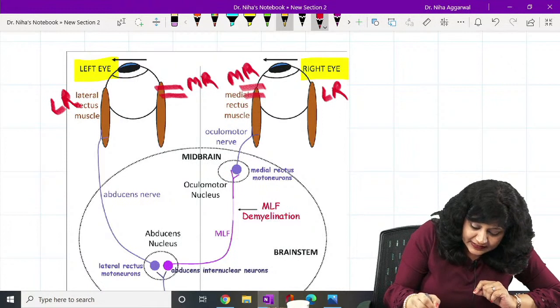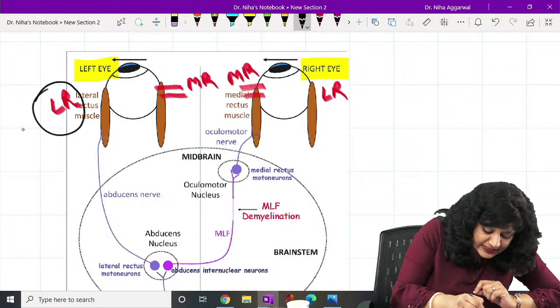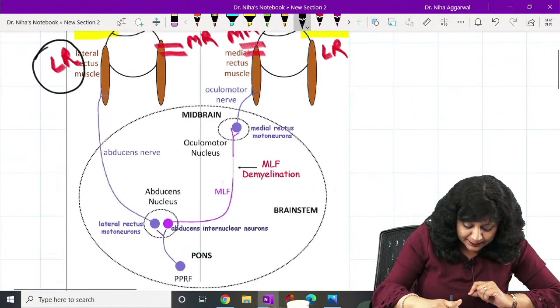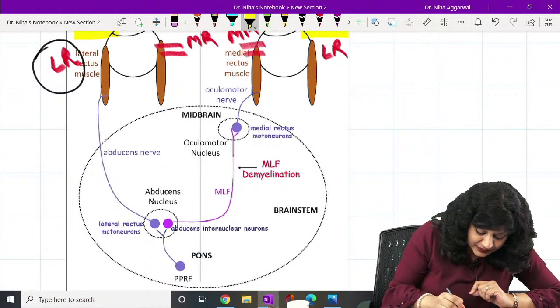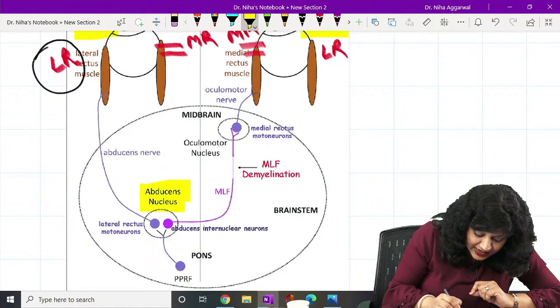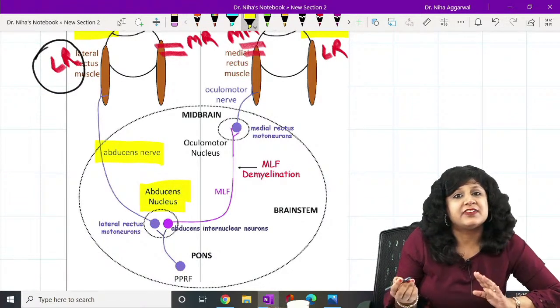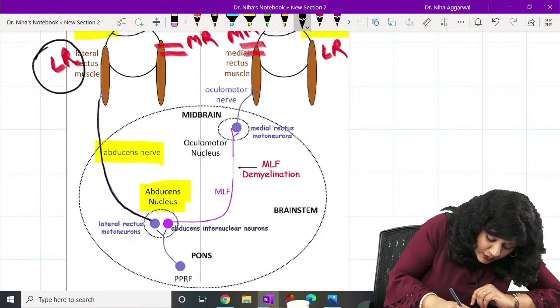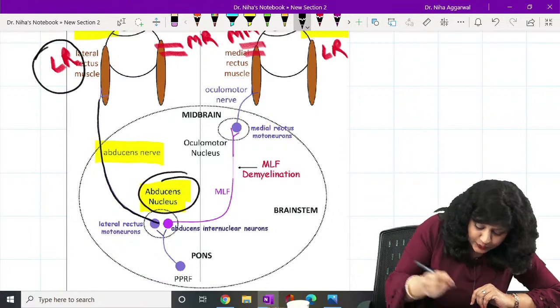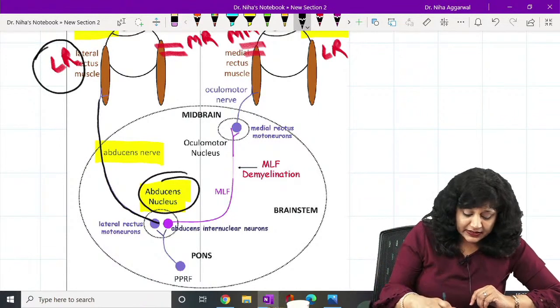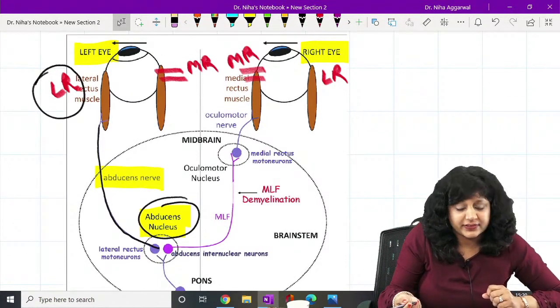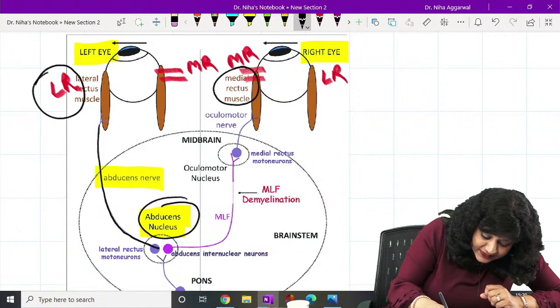Suppose you are looking at the lateral rectus of this left eye. The lateral rectus of the left eye is supplied by which nerve? The sixth nerve, the abducent nerve. This is very clear, I think. See, this is your abducent nerve coming, and it goes into the abducent nucleus here. Similarly, it is connected with the medial rectus of the other eye. So this is your medial rectus.